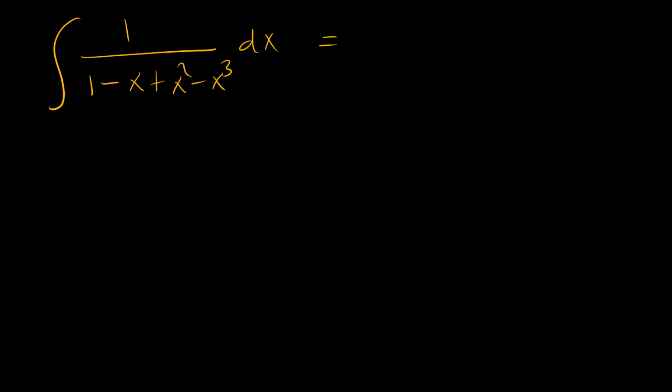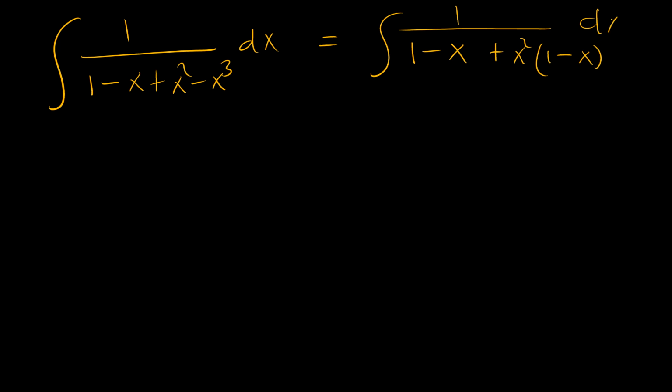We could try and factorize the denominator. So this is 1 minus x, and then let's pull x squared from x squared minus x cubed out so that we're left with 1 minus x here. So what we see is we have these two common 1 minus x's, so let's pull that out. And so we have 1 minus x, 1 plus x squared.